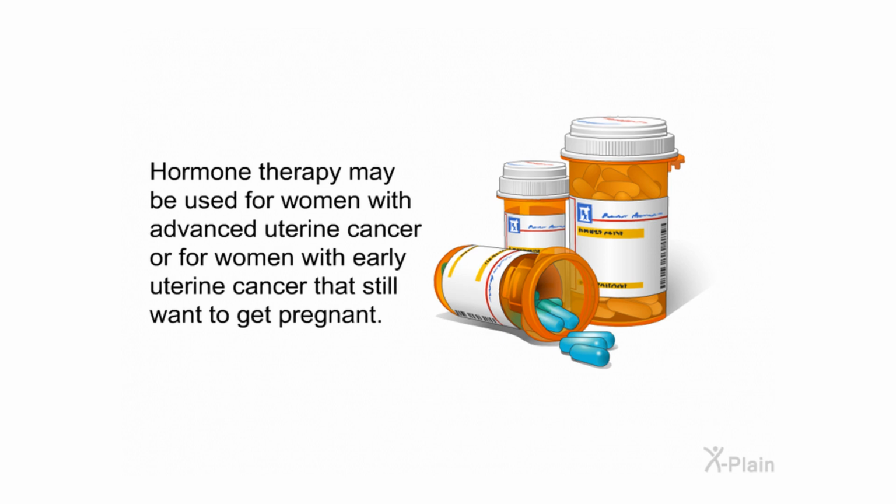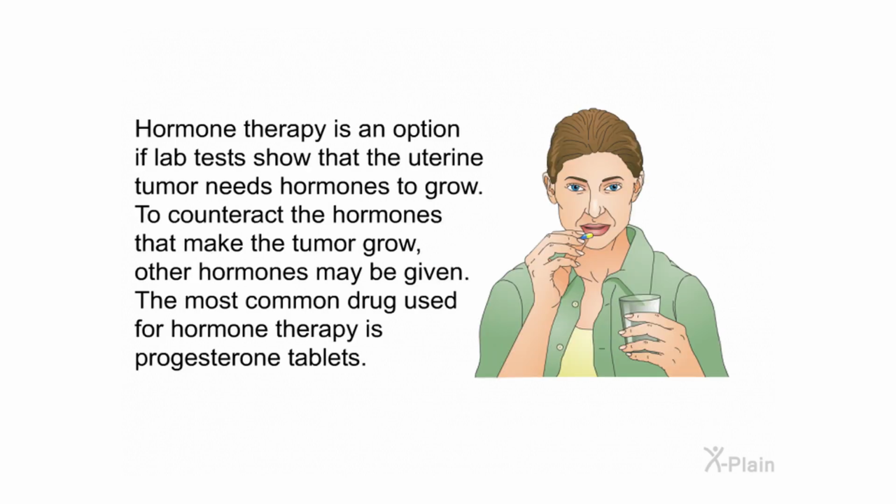Hormone therapy may be used for women with advanced uterine cancer or for women with early uterine cancer that still want to get pregnant. Hormone therapy is an option if lab tests show that the uterine tumor needs hormones to grow. To counteract the hormones that make the tumor grow, other hormones may be given. The most common drug used for hormone therapy is progesterone tablets.